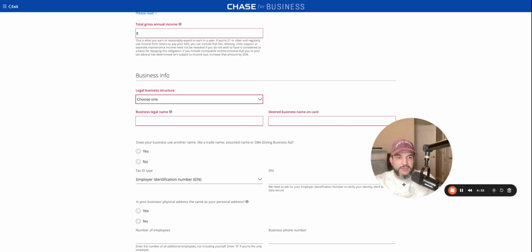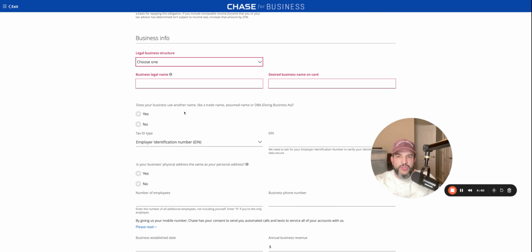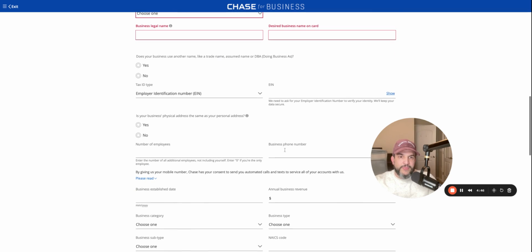There's a desired name on the card. You could put your business name here or your personal name. Does your business use another name, like your trade name or DBA? You could select that. This is your EIN, your employer identification number. Is your business physical address the same as your personal? You would put what applies here.